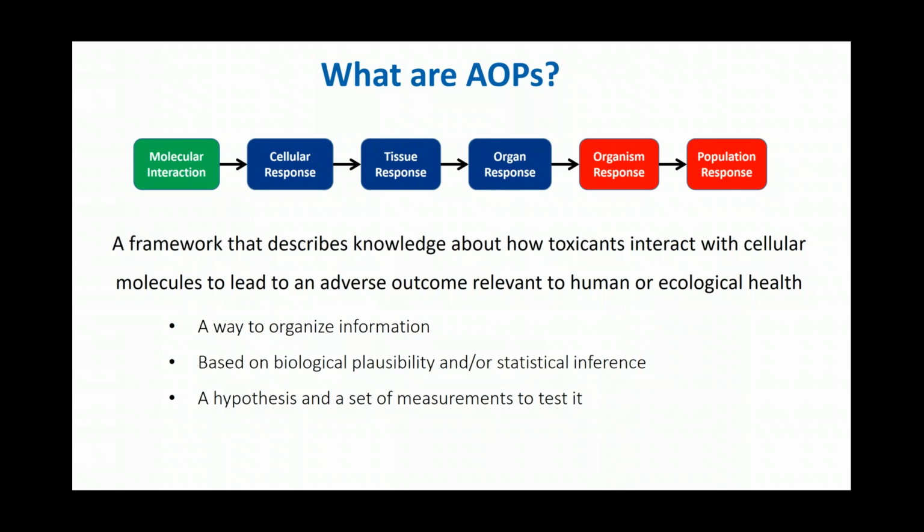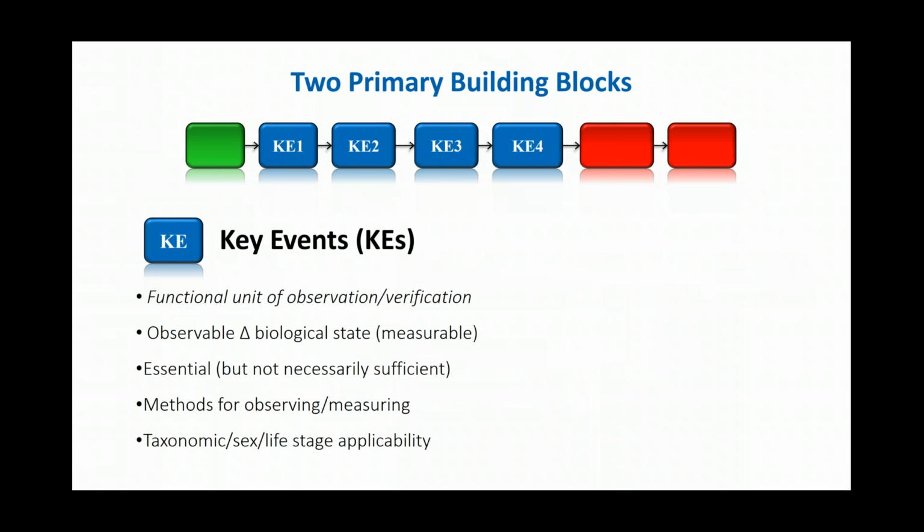And that brings me to the building blocks, Jason, because there's two main building blocks. One is the key events. So these are the big boxes that you see in the flow diagram of the AOP. These are called key events because they're the functional unit of observation that you would test. So the key event shouldn't describe absolutely every single thing that's going on from the start of the interaction with the chemical right through to the adverse outcome. These are the observable changes in biological state that you would measure with some sort of test method.